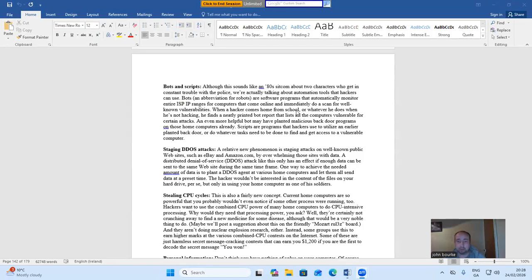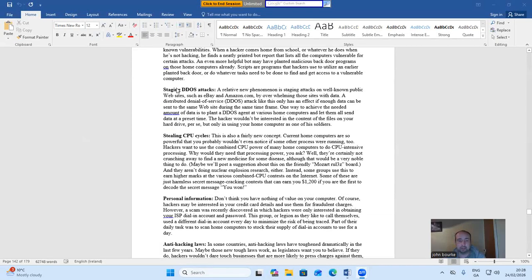When a hacker comes home from school, or whatever he does when he is not hacking, he finds a neatly printed bot report that lists all the computers vulnerable to certain attacks. An even more helpful bot may have planted malicious backdoor programs on those home computers already. Scripts are programs that hackers use to utilize an earlier planted backdoor or do whatever tasks need to be done to find and get access to a vulnerable computer.